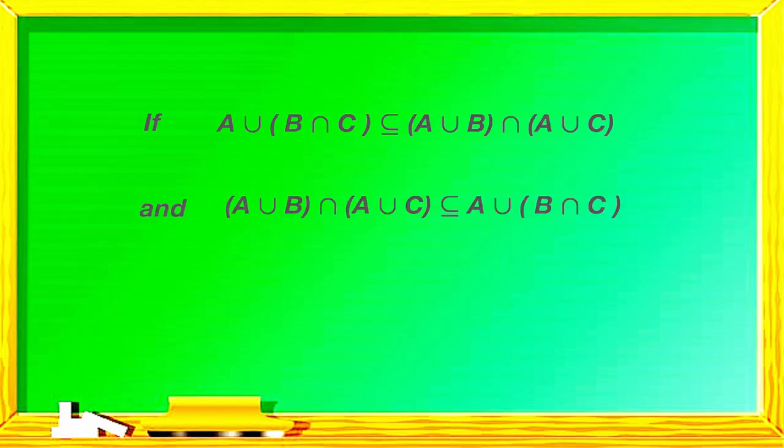Altogether, we've shown that A union B intersected with C is a subset of A union B intersected with A union C, and that A union B intersected with A union C is a subset of A union B intersected with C, which proves they're equal.